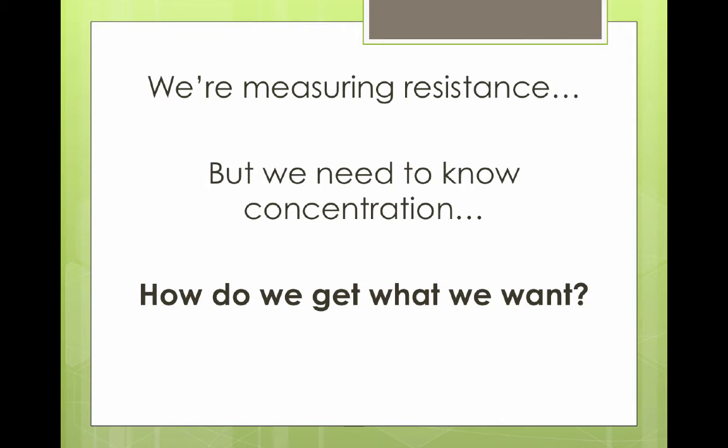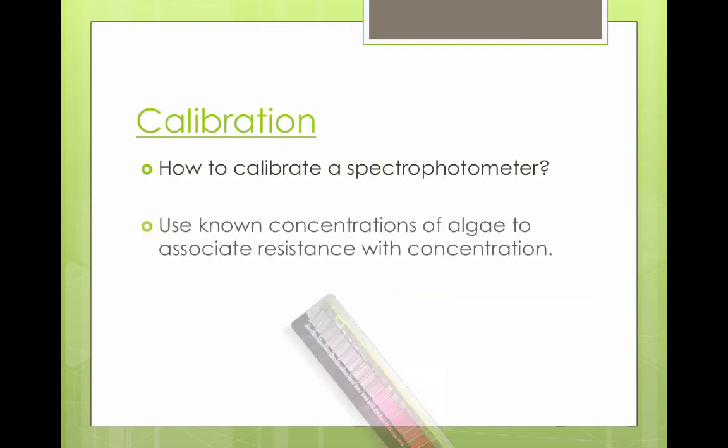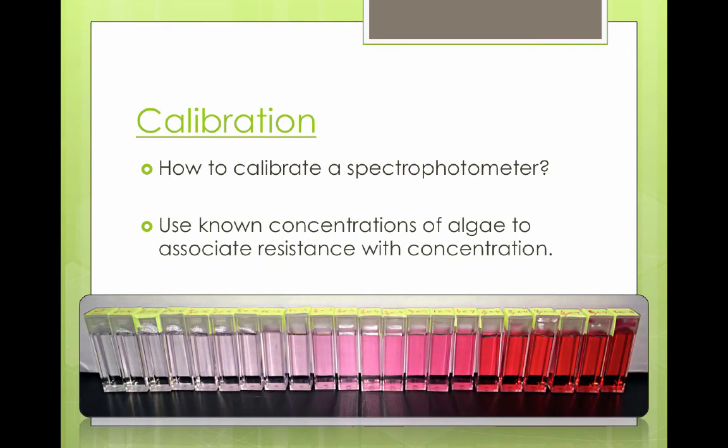Okay, but we're measuring resistance, and we really care about the concentration of algae in our sample. So how do we get from resistance to concentration? Well, we need to do something called calibration. How are we going to calibrate our spectrophotometer? We're going to use samples that have concentrations of algae that we know, and we're going to be able to associate the resistance that we measure with concentration so that we'll be able to track the concentration and the growth of algae in our photobioreactors.